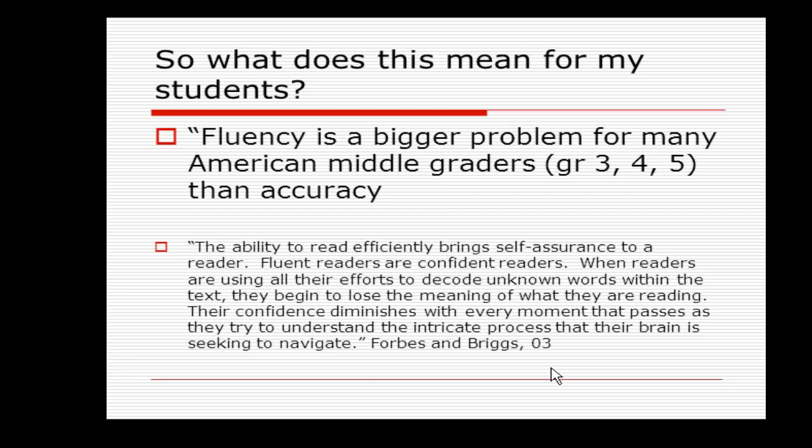When readers are using all their efforts to decode unknown words within the text, they begin to lose the meaning of what they're reading. Their confidence diminishes with every moment that passes as they try to understand the intricate process that their brain is seeking to navigate. So in other words, fluency develops confidence in readers and helps them to gain understanding of what they're reading. Lack of fluency erodes the confidence, which in turn diminishes comprehension, which results in more lack of confidence. It really is a vicious circle.